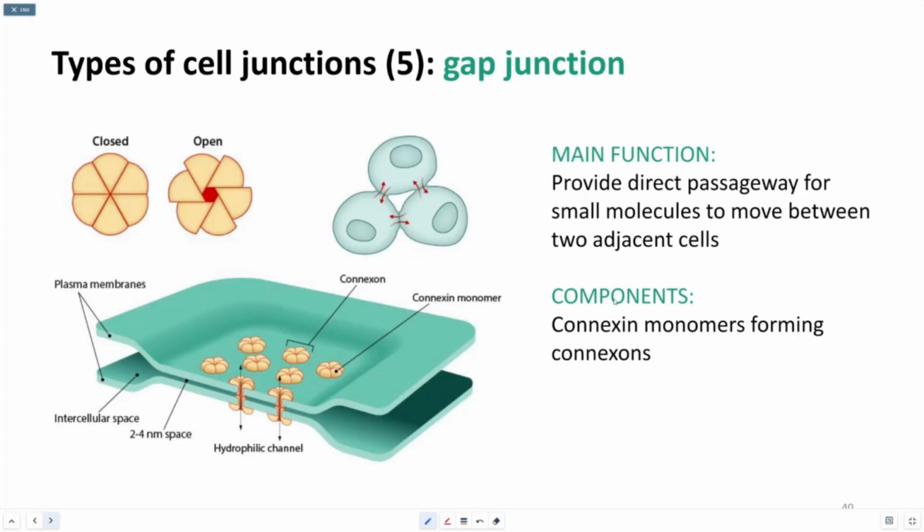Gap junctions form a direct passageway from one cell to the other cell. Some examples of the components include connexons. These proteins include 6 parts that form a small tubular tunnel between two adjacent cells. This allows molecules to move between them.